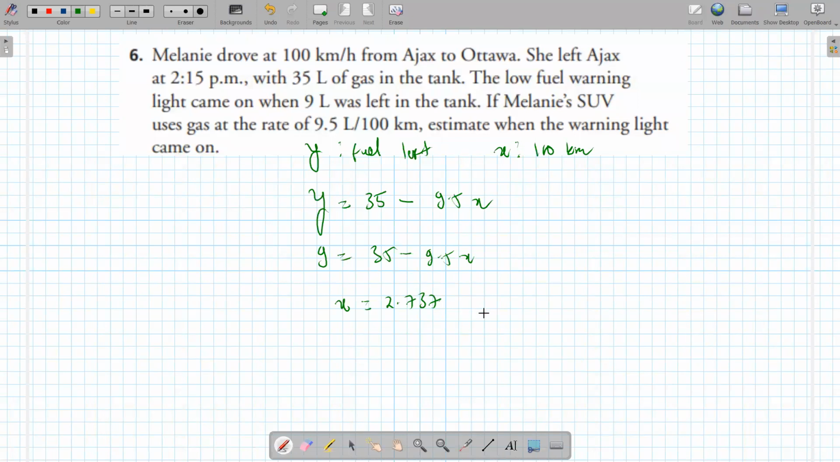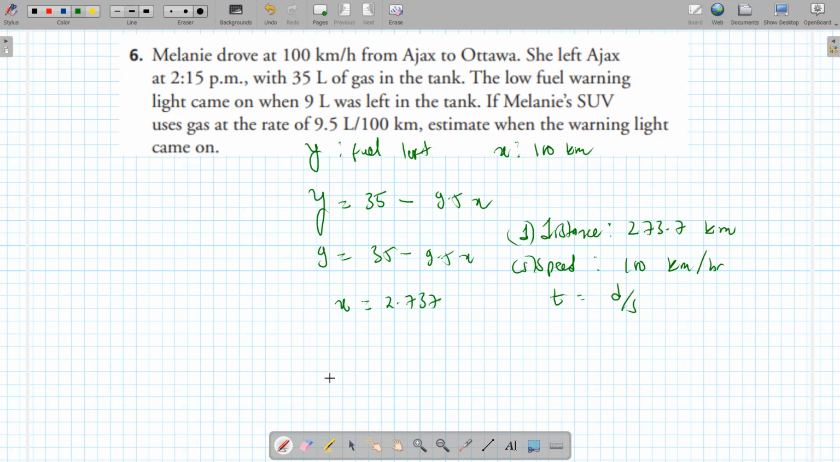So that means this individual traveled, again, x is in terms of 100 kilometers. So the distance he or she traveled is 273.7 kilometers. This is your D. The speed is 100 kilometers per hour. How do we find time when we have distance and speed? Time is distance divided by speed, okay?